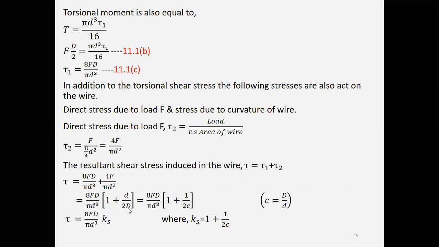Whatever the c is, it is nothing but capital D by small d, so you will take this term here. It will be capital D by small d, which is nothing but c. It will be 2c, where c is nothing but capital D by small d. Whatever this entire term is, I will write it as Ks, where this Ks is nothing but 1 plus 1 divided by 2c. This is the resultant shear stress induced in the wire.